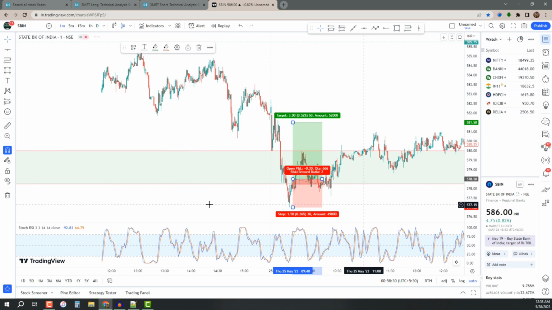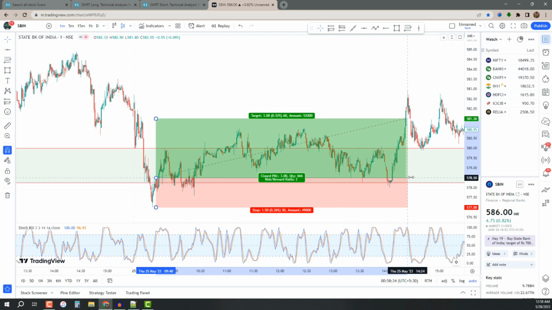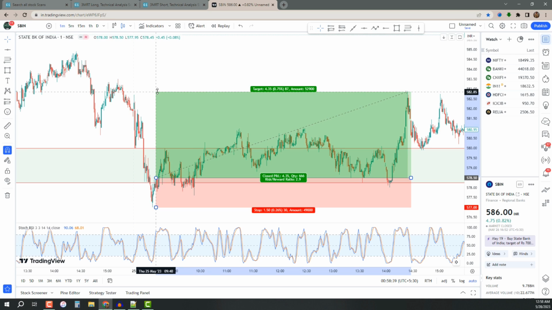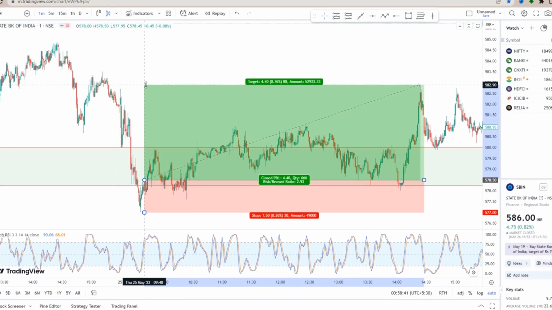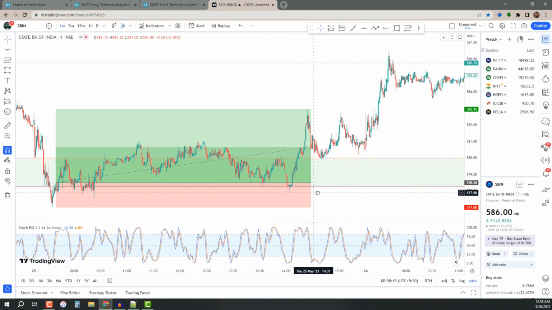Maintain a minimum risk to reward ratio of 1:2, booking half of the quantity near the target and trailing the remaining quantity. I'll be creating more detailed video covering topics such as risk to reward ratio and money management. Here in this example, we have achieved a risk to reward ratio of 1:3.